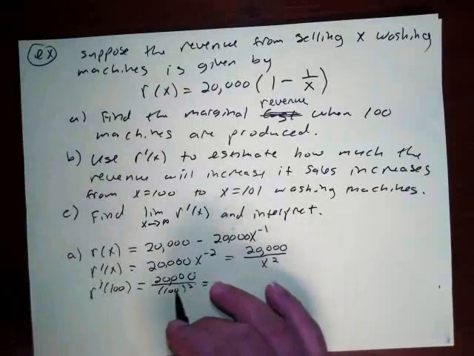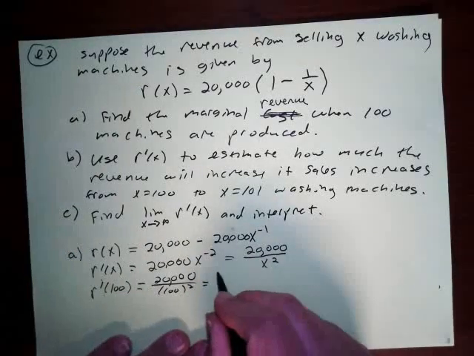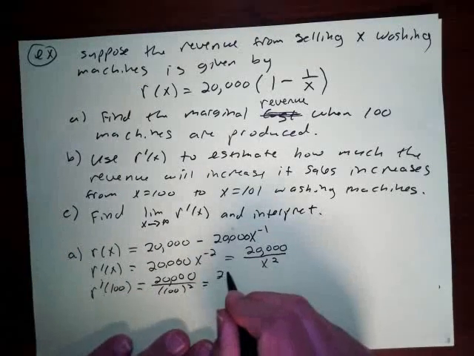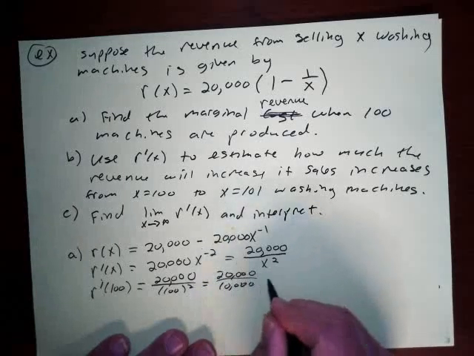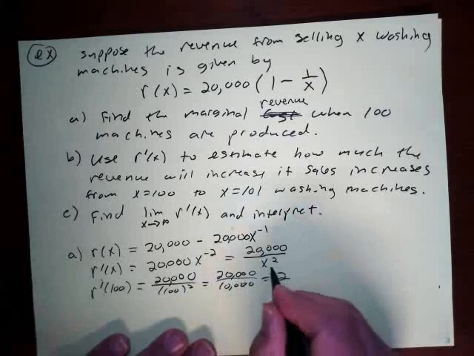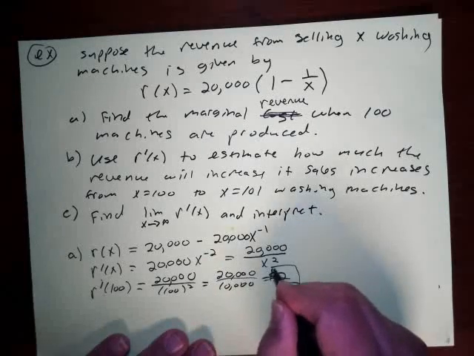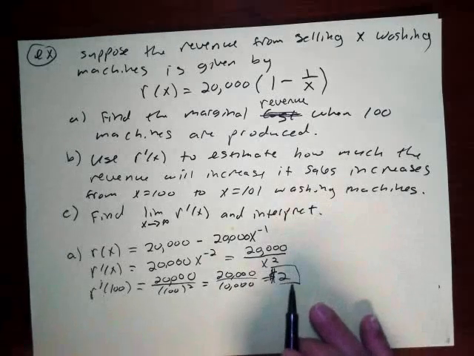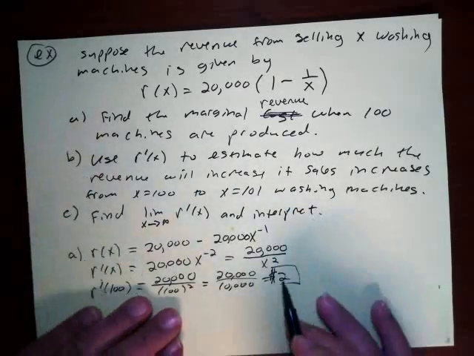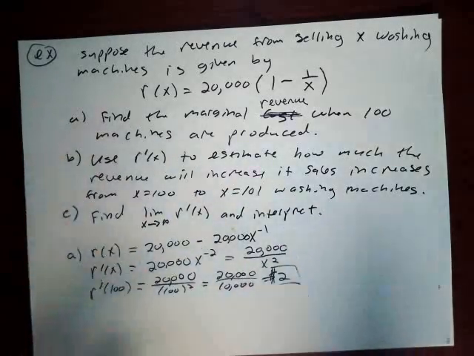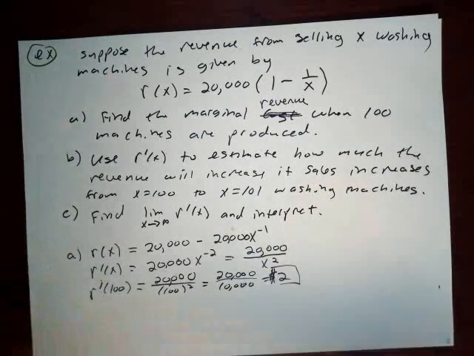When you do this, you get 20,000 divided by 10,000. I could do this in my head. That's equal to 2. So the idea here is your marginal revenue is $2. At the rate that the revenue is changing at this point, if I sold one more washing machine, I would only make $2 extra.